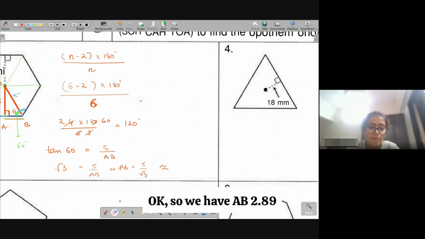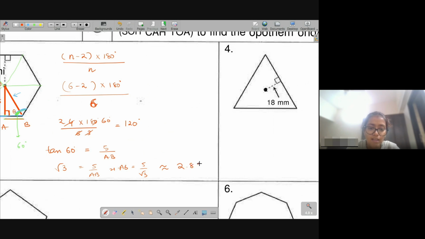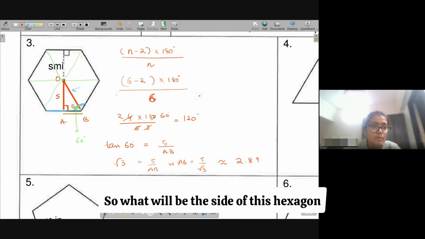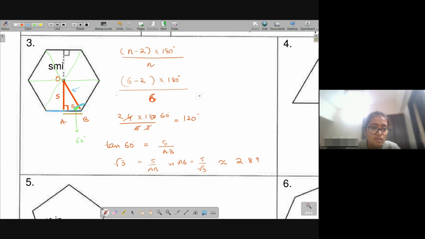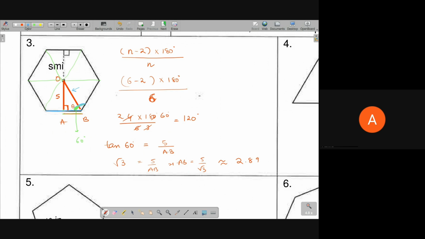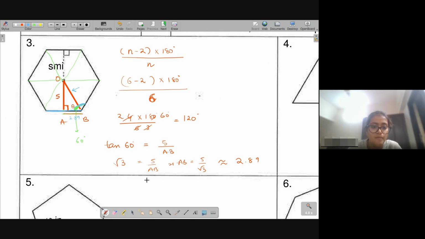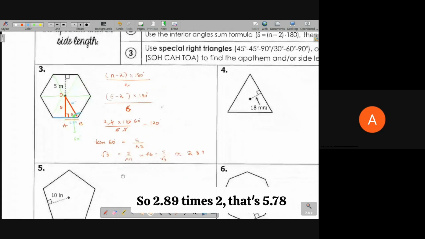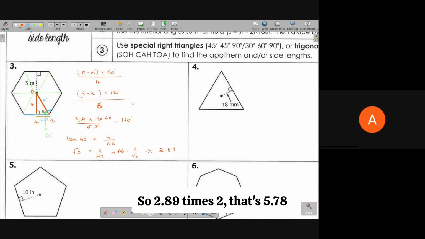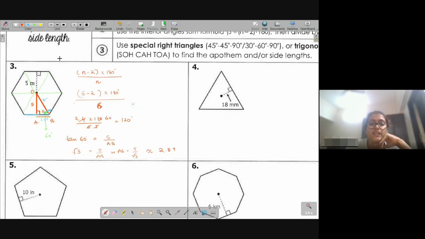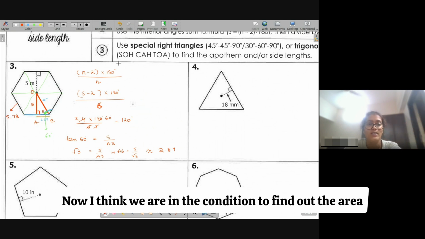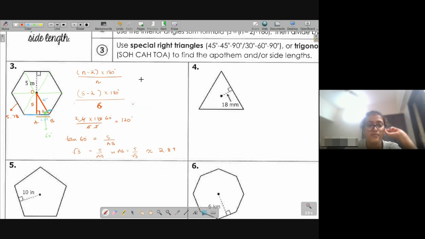So we have AB as 2.89. What will be the side of this hexagon? 2.89 times 2, that's 5.78. Exactly. So one side is 5.78. Now I think we are in a position to find the area. So let's find out the area.